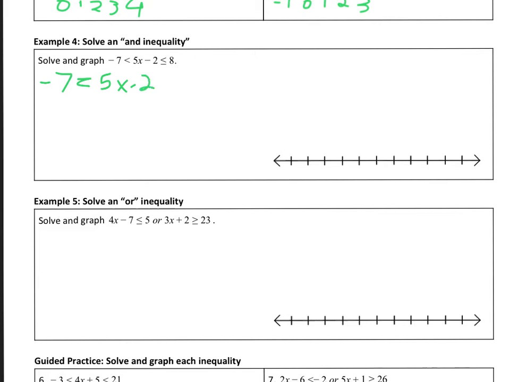And for right now, I'm just going to ignore the less than or equal to 8. That is a separate inequality we are going to solve. So, solving this inequality first, I'm going to leave everything the same, but I'm going to just solve for x. And I'm going to show you a trick at the end. I'm going to add 2 to both sides.